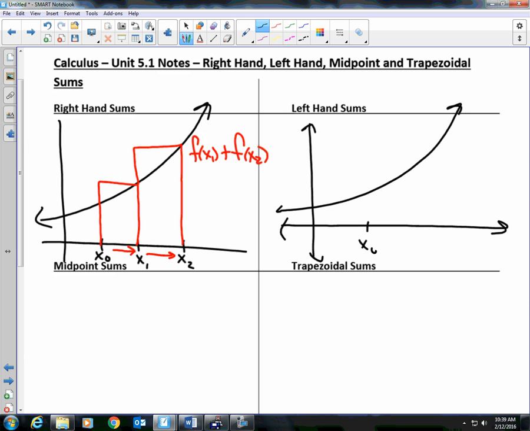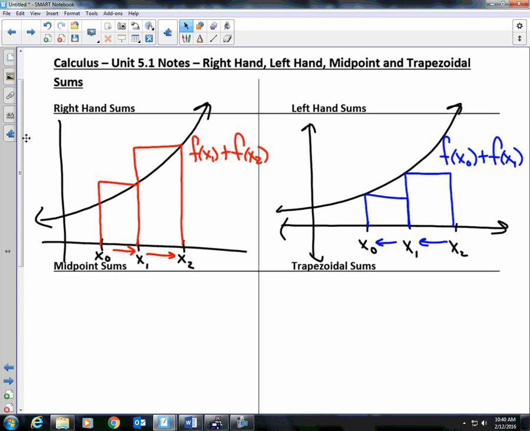Same type of curve. I mark off x sub 0, x sub 1, and x sub 2. At which x value will I evaluate my first height now? X sub 0. You notice in one of these situations that you have an overestimation, and in another one you have an underestimation. So you will have f of x sub 0 plus f of x sub 1.